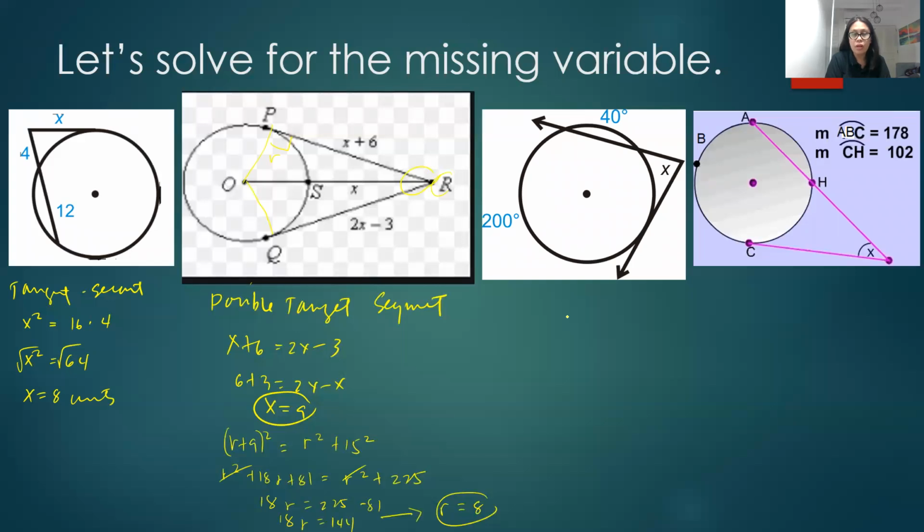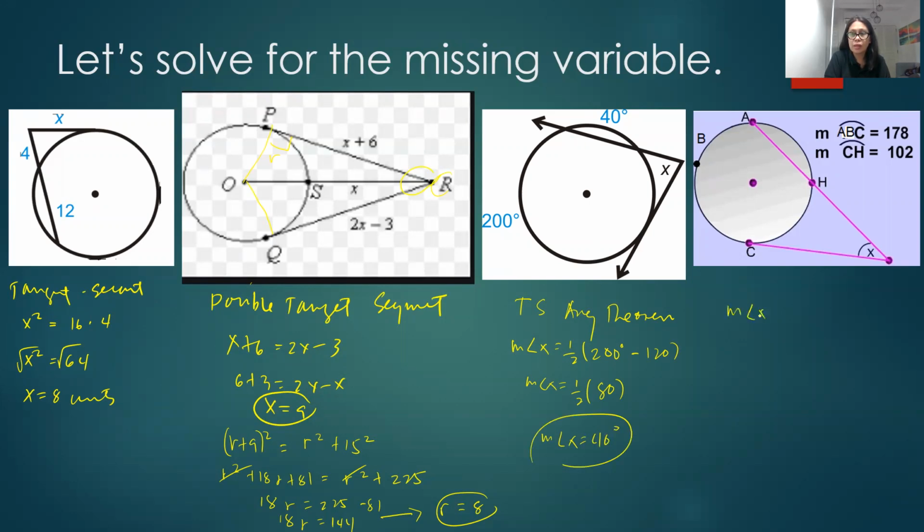Now, the third illustration here is the application of the tangent secant angle theorem. So the measure of angle x here equals 1/2 the difference between their intercepted arcs. One of the intercepted arcs measures 200. The other one is obtained by adding 40 and 200 and subtracting from 360. So we have 120 here. So the measure of angle x equals 1/2 times 80, and the measure of angle x equals 40 degrees.